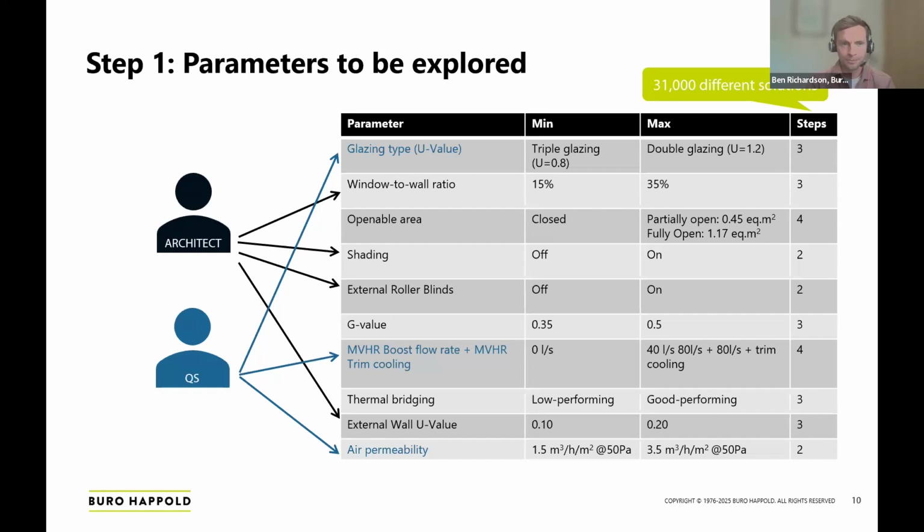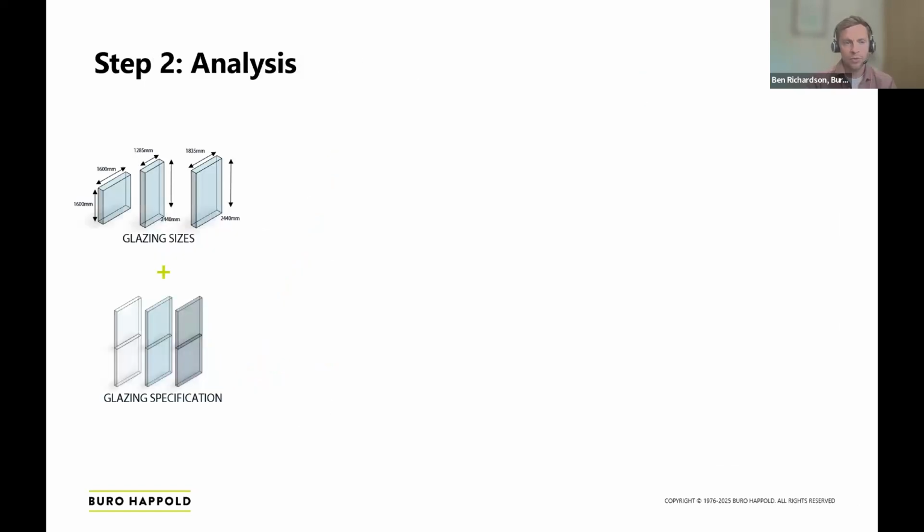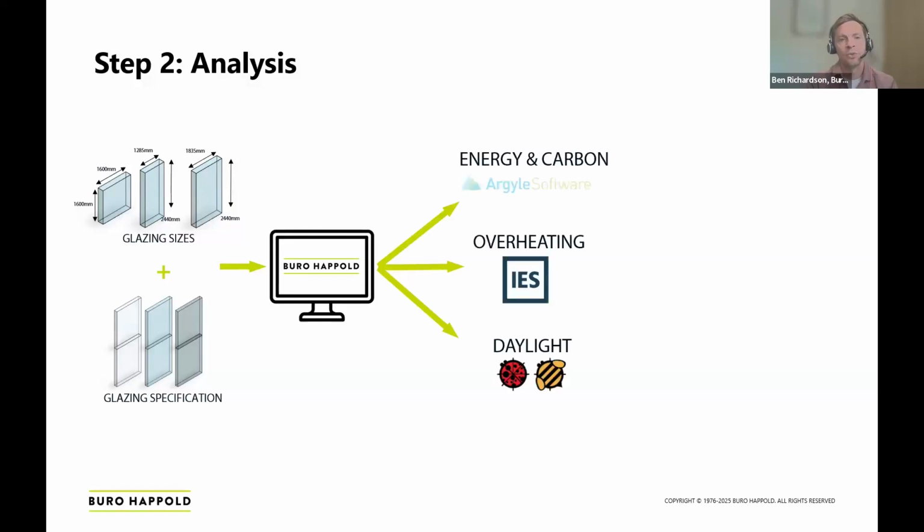different solutions. So then for step 2, we'd take those agreed parameters, we'd look at those glazing sizes or the glazed ratio, and we'd look at different G values and double glazed versus triple glazed. And we'd push those parameters into our software that we've developed. It's called BOM, Building Habitats and Objects Model. And that then allows us to talk to several official software platforms.